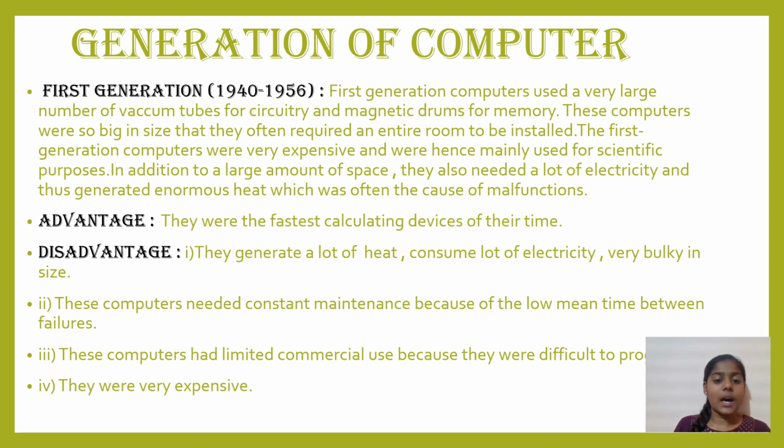In addition to a large amount of space, they also needed a lot of electricity and thus generated enormous heat, which was often the cause of malfunctions. Advantages of first generation. They were the fastest calculating device for their time. Disadvantages of first generation. They generate a lot of heat, consume a lot of electricity, and they are very bulky in size.